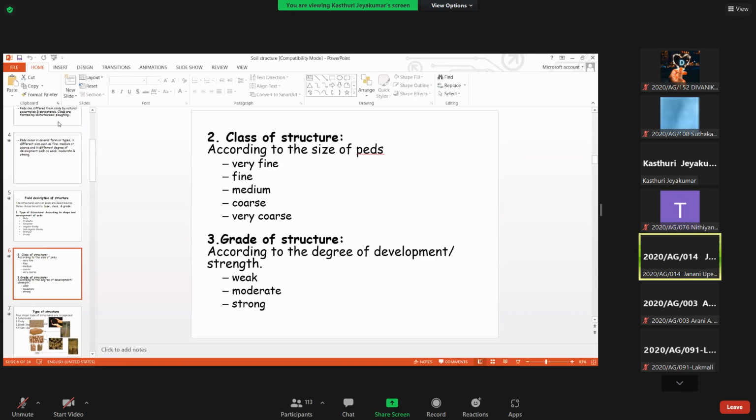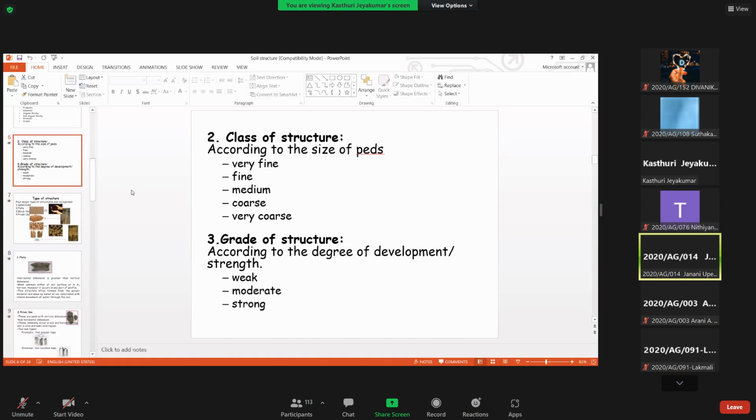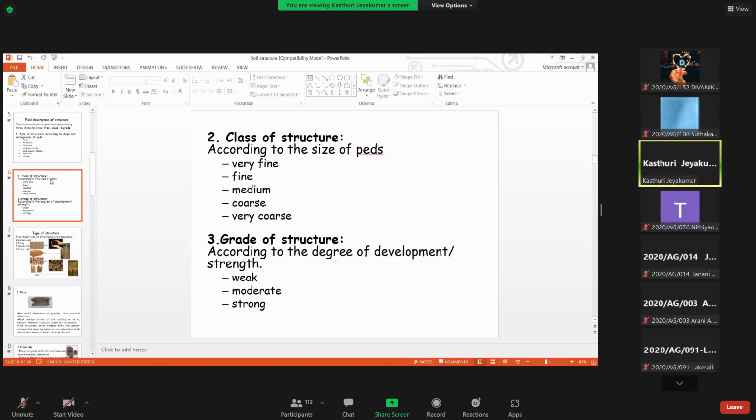Class of structure according to the size of peds: very fine, fine, medium, coarse, very coarse. Grade of structure according to the degree of development or strength: weak, moderate, strong. So you have to remember these things. You can classify or identify the structure based on type of structure, according to shape and arrangement, and remember the subgroup names; class of structure based on the size, and remember the names; and grade of structure according to the degree of development or strength.